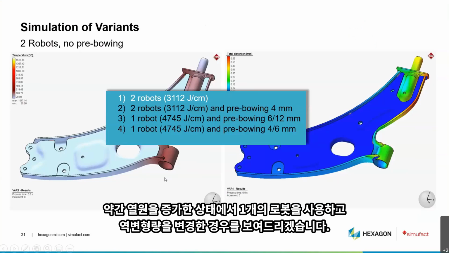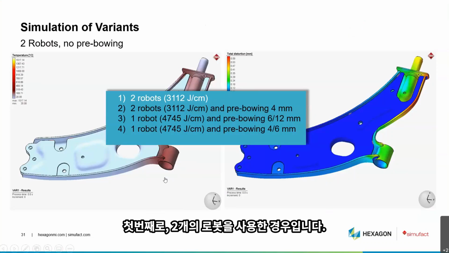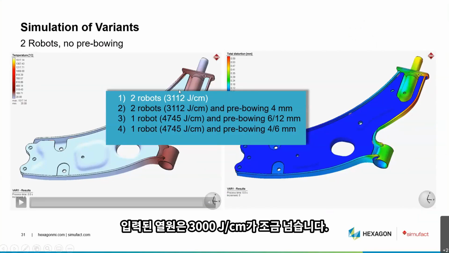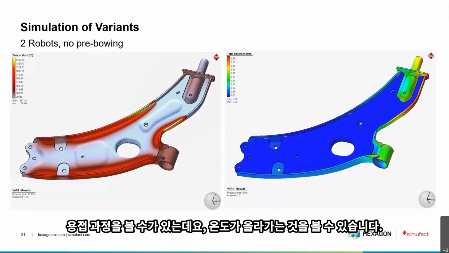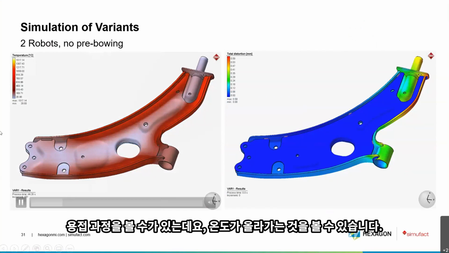So first of all, we have the process with 2 robots, and this is the heat input here, more than 3000 joule per centimeter. Then we see here how the welding process goes and how the temperatures during welding evolve.